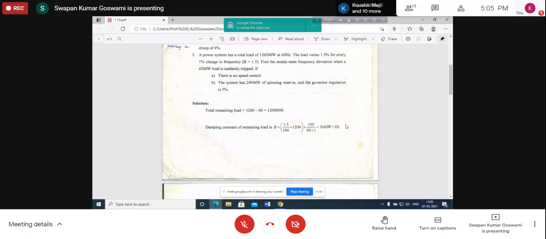It is 1.5%. That means B is 1.5% for 1% change in frequency, meaning the demand variation of the existing load will be 1.5% of the existing capacity for 1% change in frequency. So it comes out to be 30 megawatt per hertz. This is the demand. That means for 1 hertz change in frequency, demand will vary by 30 megawatt. Okay. Is it clear to you or not?